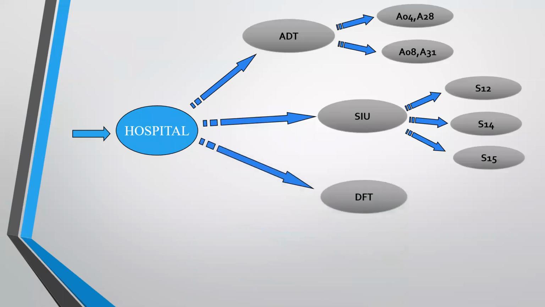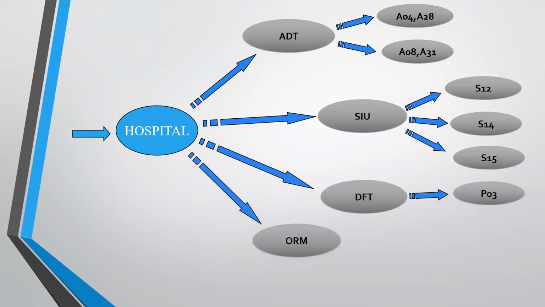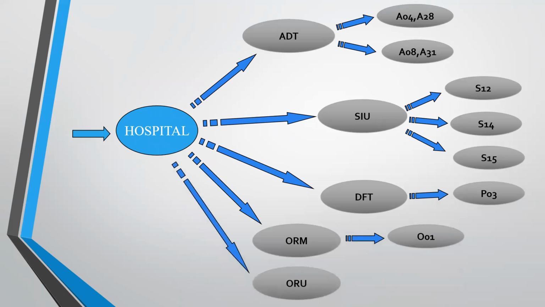Okay, so let us look at other events as well. In DFT, there is only one event, which is called PO3. In orders, the ORM message, observation request message, there is one event called O01. And similarly, you have ORU, which is observation request unsolicited, and it also has results and one event, which is called R01.